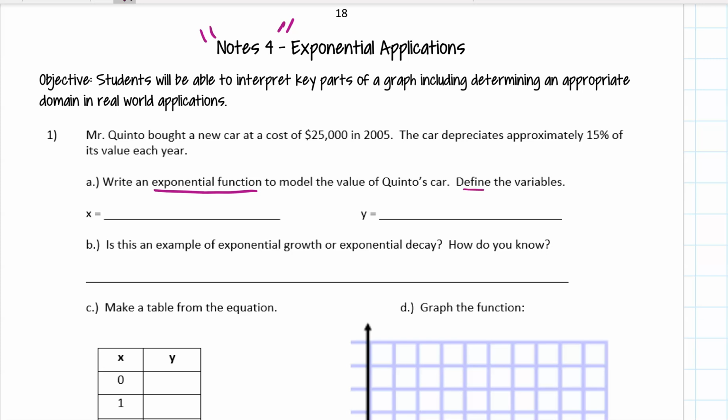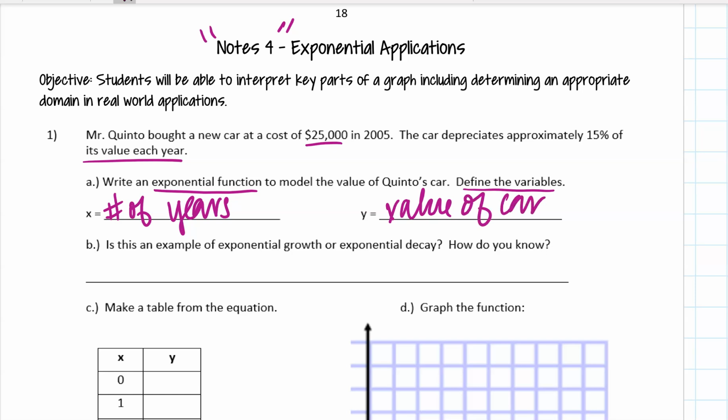So the first thing we're going to do is define our variables, which means what is X and what is Y. So in this problem, we have money and we've got time. And if you remember anything that we've talked about this year, you know time is always your X. Okay, so this is number of years. And then our Y is the value of the car.